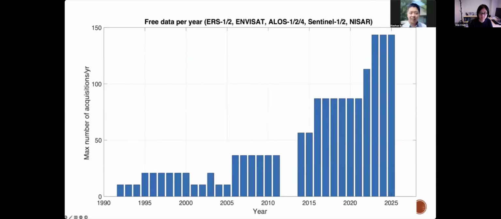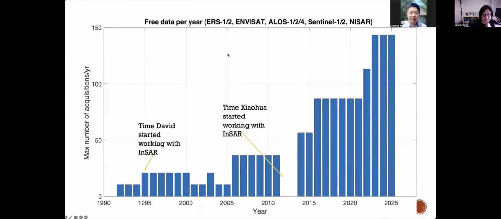Then at the very end, I would like to end the introduction with this plot. This is the number of maximum acquisitions you can get from open data. We are only counting ERS, Envisat, ALOS, and Sentinel, and potentially the future NISAR mission. This is the time when my PhD advisor, David Sandwell, started working with InSAR. That's the era of ERS. This is when I started working with InSAR data. That's when all of these open missions were dead. But if you start to join right now, you are pretty much at a historic high. So the field of InSAR is prospering, and this is the right time to join.